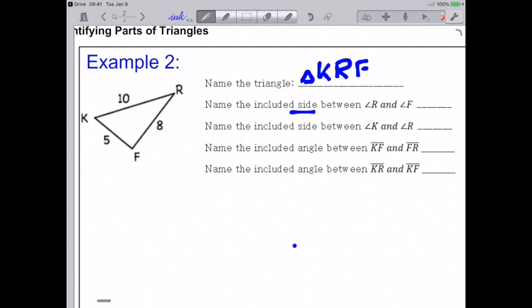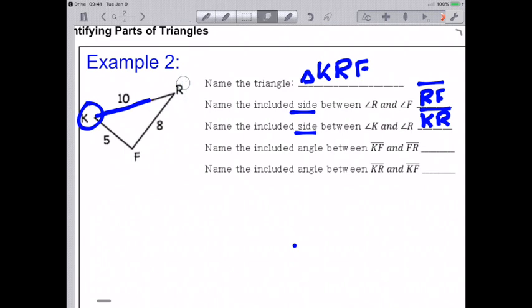Now we've got our first question about an included side. So if I see the word side, I'm thinking 2 letters because I need to name a line segment. So I need to find the side between angles R and F. Well, this isn't rocket science. I can simply write the letters R and F and put a bar over them because that is the segment that connects these 2. Now when I look at the next one, it says name an included side between K and R. So again, a side, I'm looking for 2 letters. Well, between K and R is segment KR. I simply need to copy the letters down because between these 2 angles is the side KR.